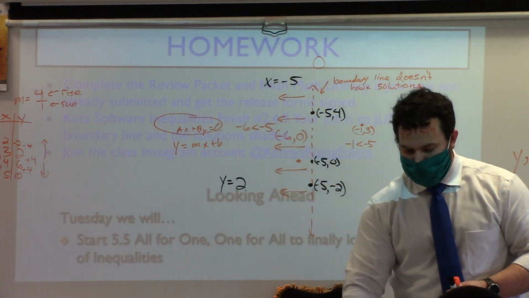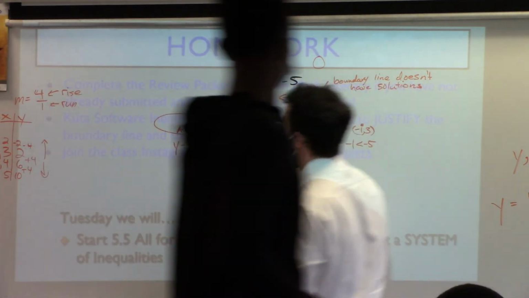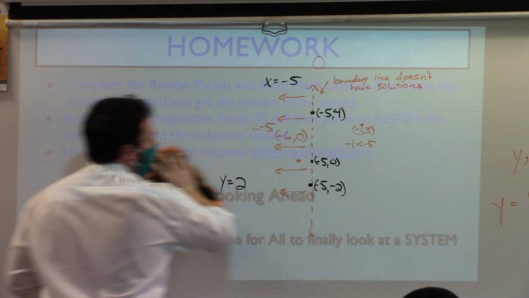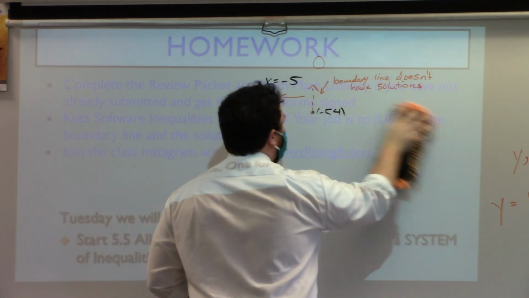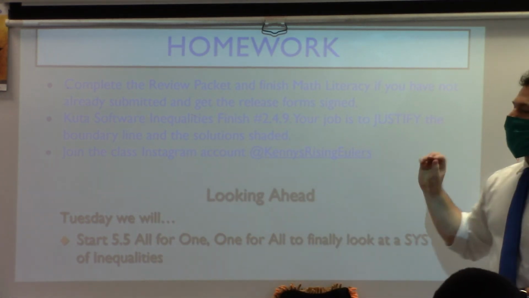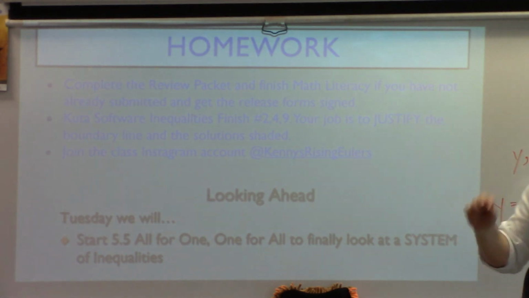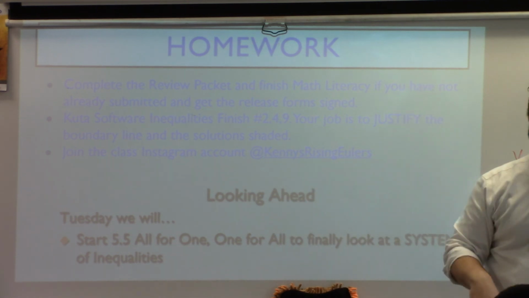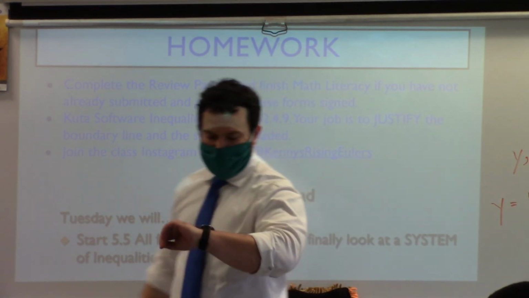All right, here's your homework. Make sure you take a picture of it if you need it. Do note, your job is to justify the boundary line. Why is the boundary line the correct boundary line? Why is it dashed? Why is it solid? And then why are the solutions the solutions? I will get your laptops because the bell already rang, so you can go ahead and get out of here.